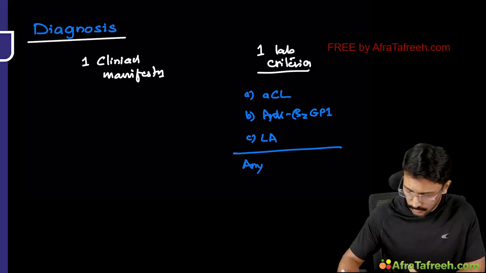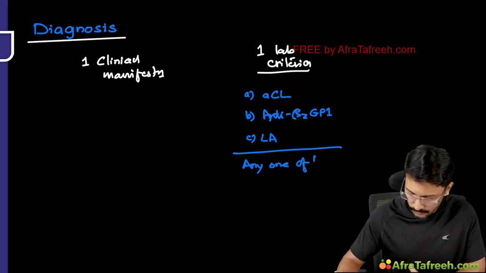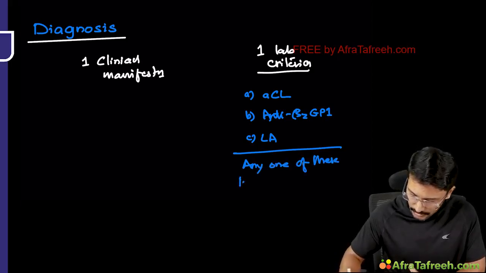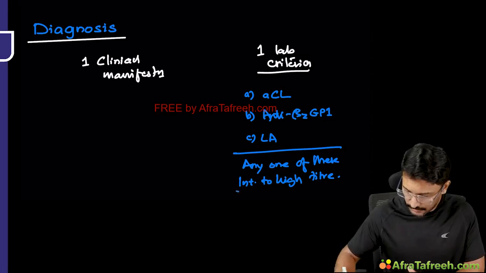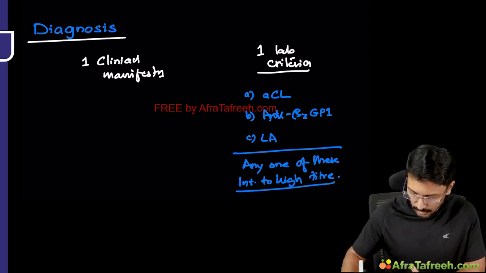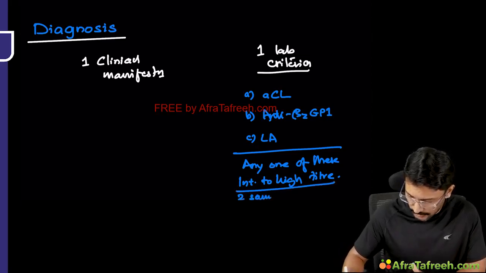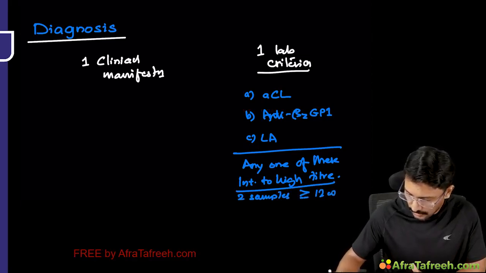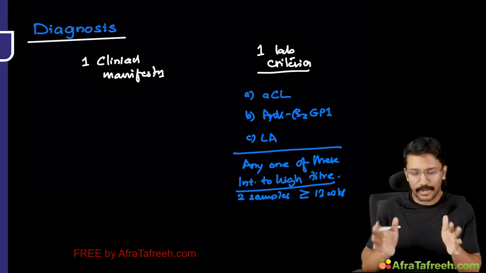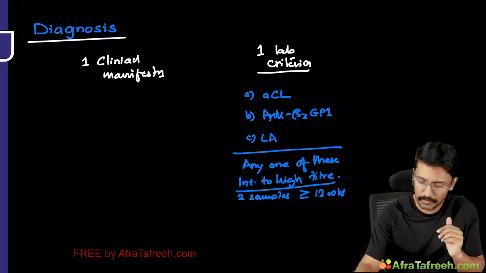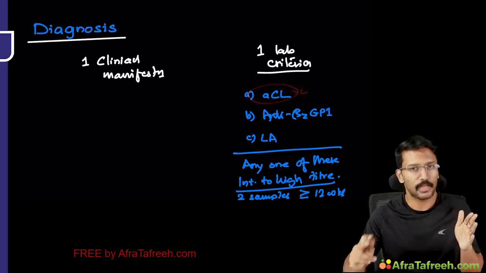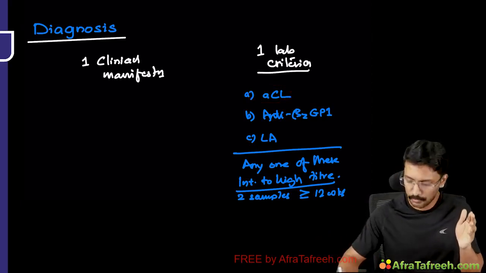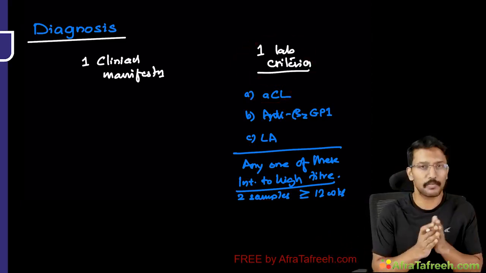Any one of these in intermediate to high titer or moderate to high titer concentration, if it is positive, and it should be positive at 2 samples drawn 12 weeks apart. Okay, so that satisfies the lab criteria. So if you have a patient with ACL positive, then I will repeat it again after 12 weeks. If it is still positive, then that satisfies my lab criteria.